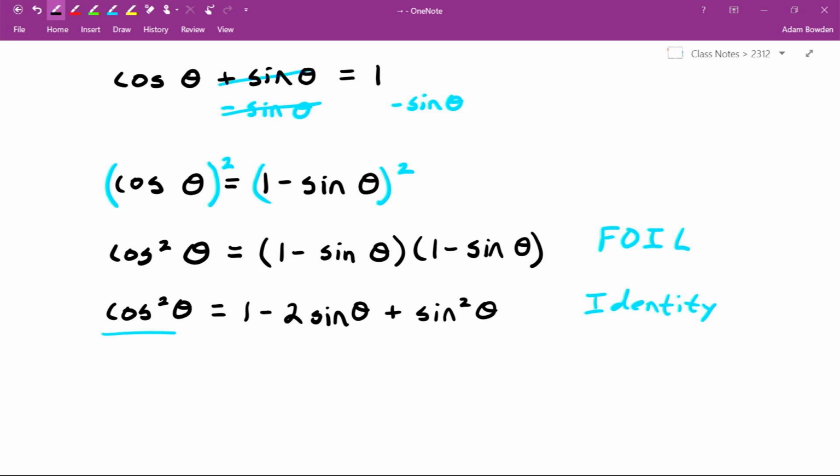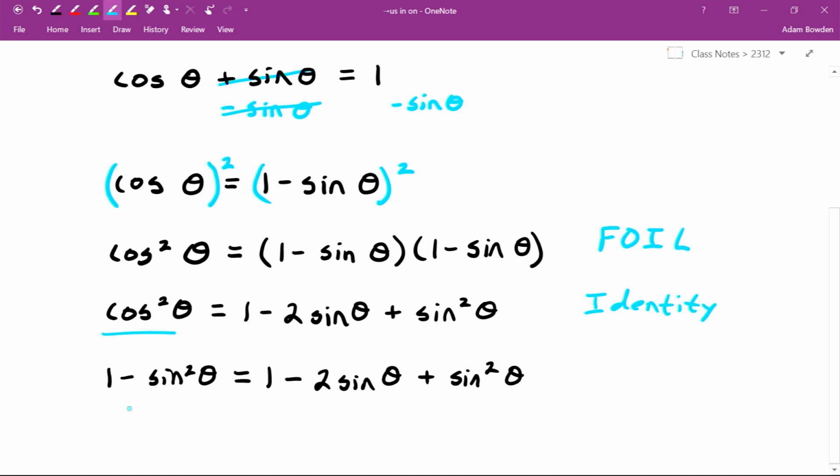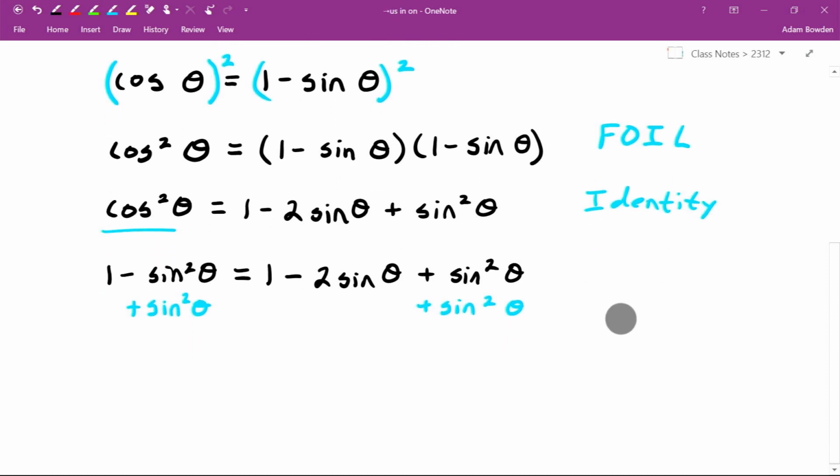Cosine squared theta is the same as 1 minus sine squared theta, equals 1 minus 2 sine theta plus sine squared theta. Okay, and then at this point what I'm going to do is add over the sine squared theta to both sides. Ultimately, the idea here now is to write it in a form that we can factor. So we want to get everything on one side and see if it'll factor.